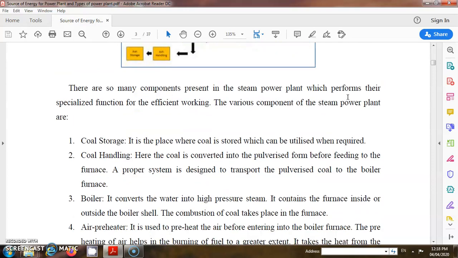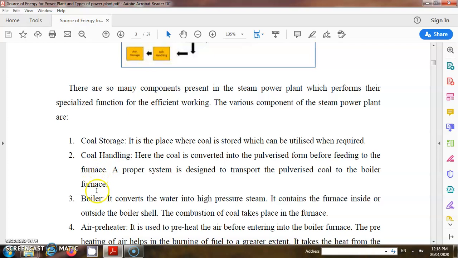Now there are many auxiliary components, or parts, of the steam power plant. The first one is coal storage. Definitely coal acts as the fuel in a fossil fuel power plant, that is, a steam power plant. It is a place where coal is stored, which can be utilized when required. Simultaneously we require coal handling. Generally lignite and pulverized coal, which is in the form of powder, are used in the boiler.